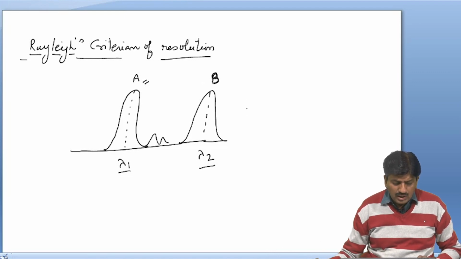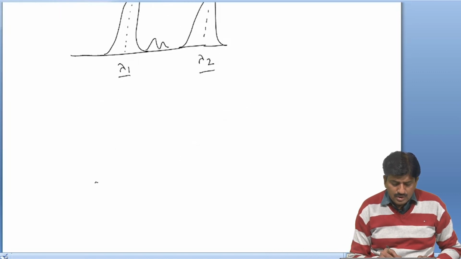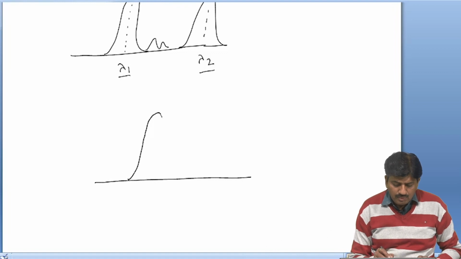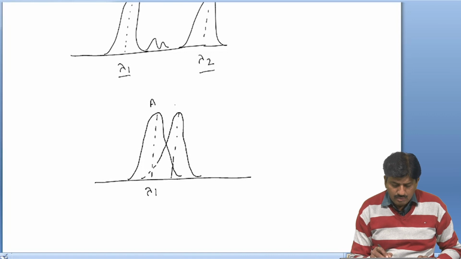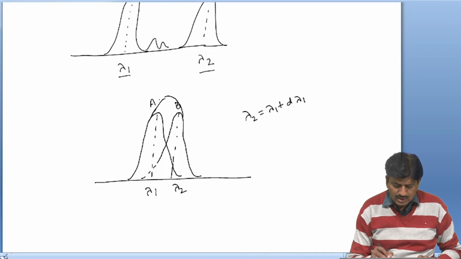Now, the second case. Suppose this is the principal maxima of wavelength lambda 1, A, and this is the principal maxima of wavelength lambda 2, B, where lambda 2 is lambda 1 plus d lambda, and it looks like this. Suppose it is represented by C. The principal maxima corresponding to the wavelengths lambda 1 and lambda 2, where lambda 2 is lambda 1 plus d lambda, are very close.